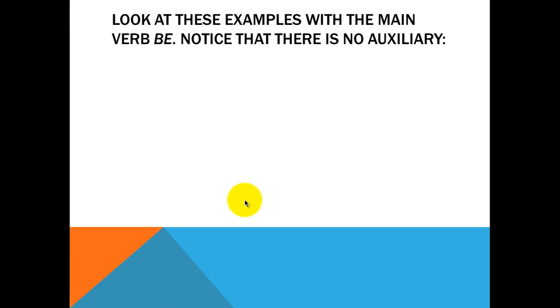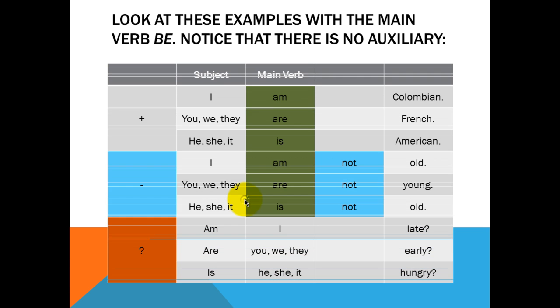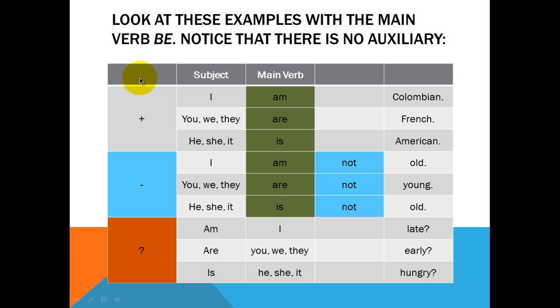Now, look at the examples with the main verb be. We're going to notice that there is no auxiliary. Alright, so let's look at the affirmatives again. Here we have the subject and then the main verb. So, affirmative. I am Colombian. You are French. He is American.